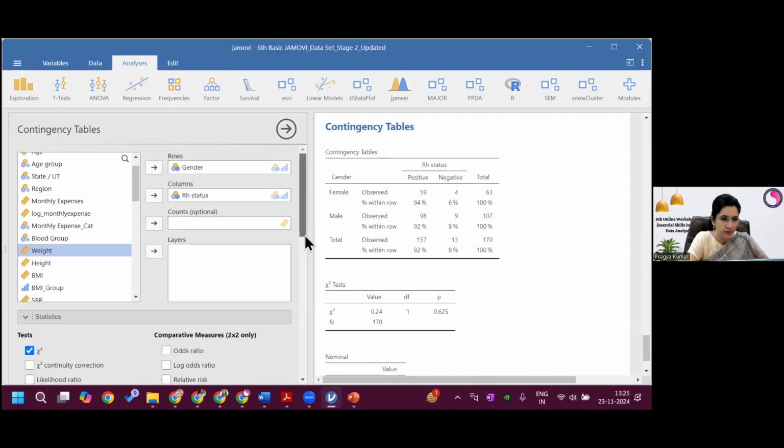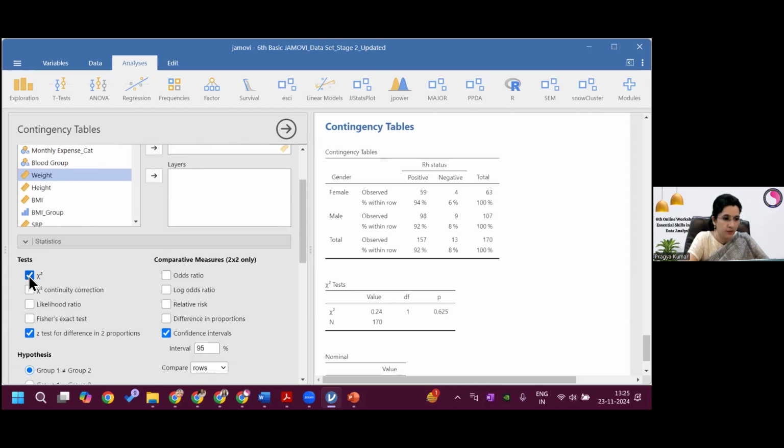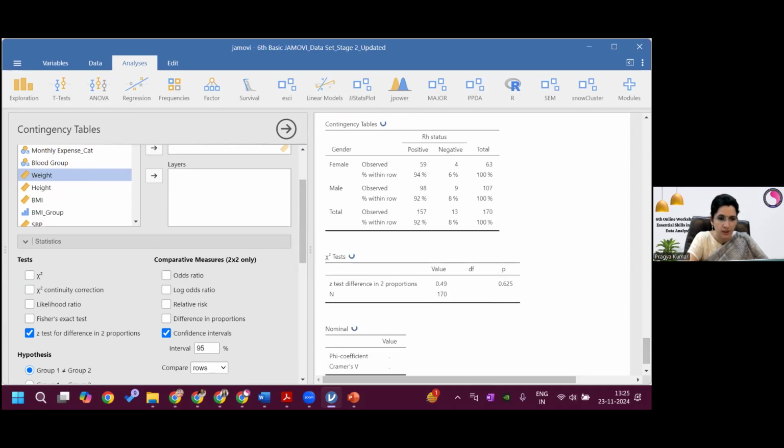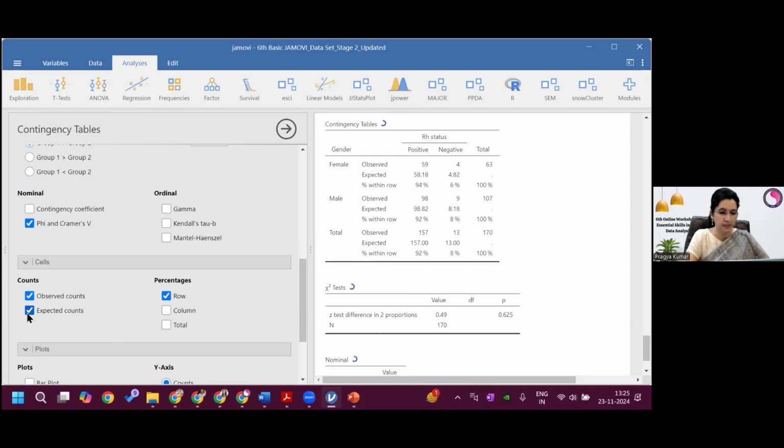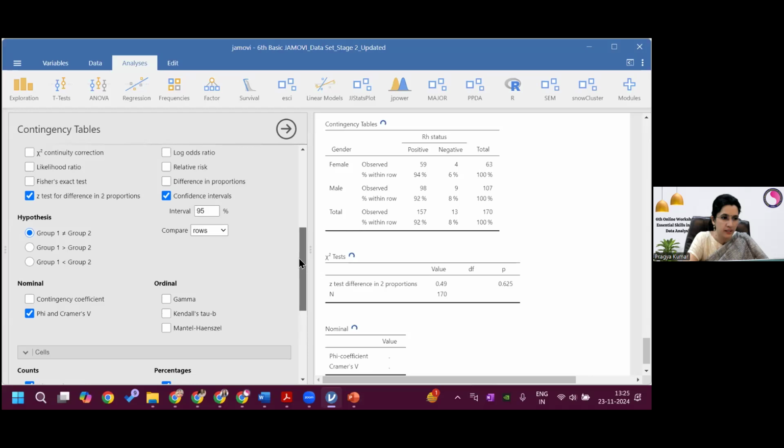So instead of this chi-square, I will go for this Z test of difference of two proportions. First you check for the expected count. So in this case, you see that the expected counts are 4.82, 8.81, 98 and 58. So the assumption is met because in 80%, which is 3 cells, the count is more than 5. So I can go with this Z test of two proportions.